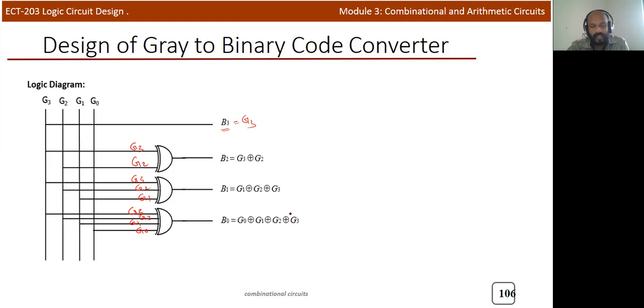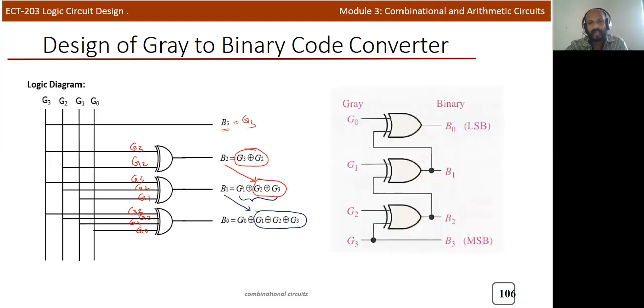But if you look at this particular output combination, you can see that G3 XOR G2 is equal to B2. So I can replace this G3 XOR G2 by this term. In a similar way I can perform the next operation also, because G3 XOR G2 XOR G1 is simplified as B1. So this can be simply replaced by B1. So I can redraw this diagram like this.